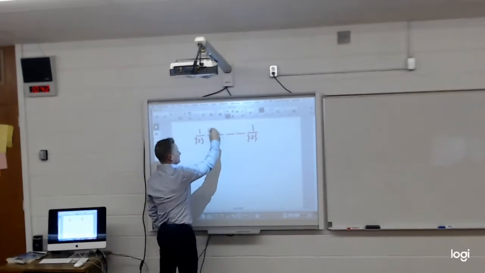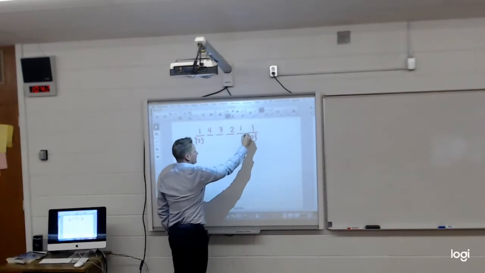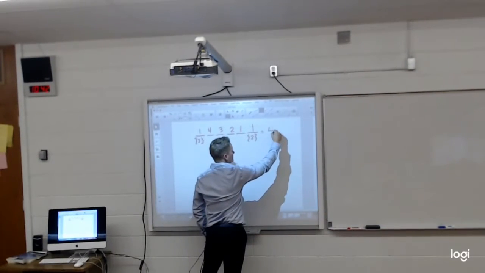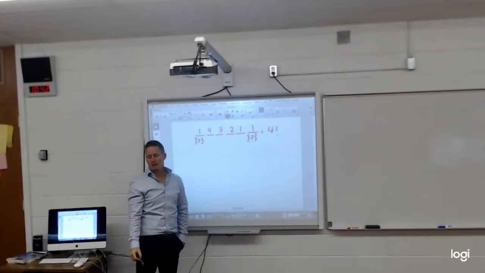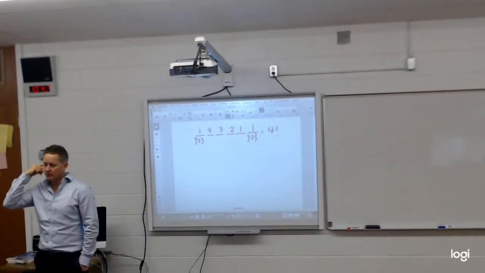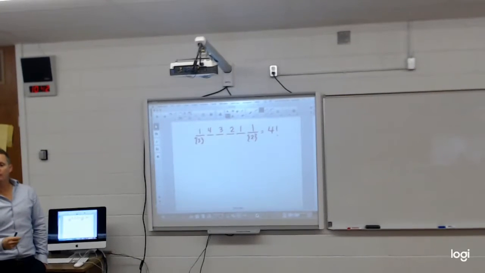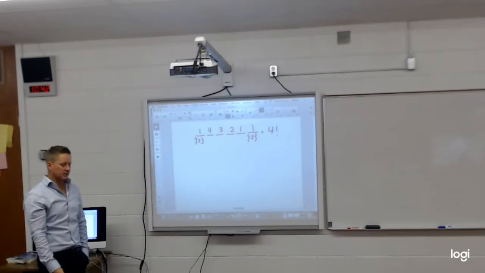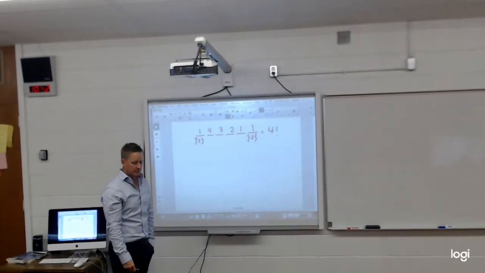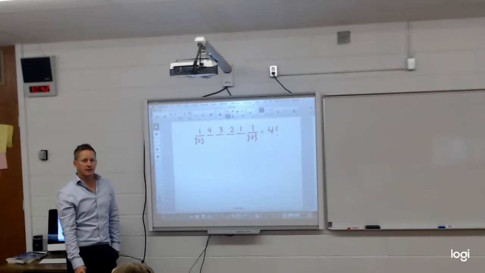So how many choices do I have in the rest? 4, 3, 2, 1, which is 4 factorial. Sometimes they'll ask you to write it in factorial notation, sometimes they'll ask you to write out what the answer is. In this case it's 24. Okay.